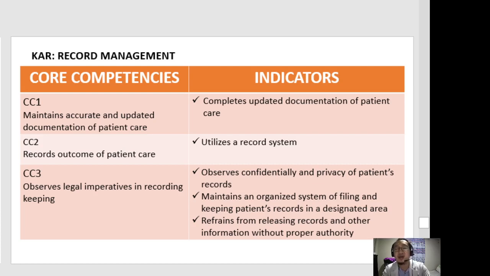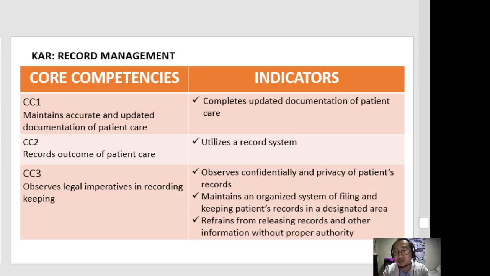And then third, observe legal imperatives in record keeping. When you say imperatives, these are like directives, decrees. These are compelling legal matters when it comes to record keeping that you should always keep in mind. So what are these legal imperatives? It's stated in these indicators.